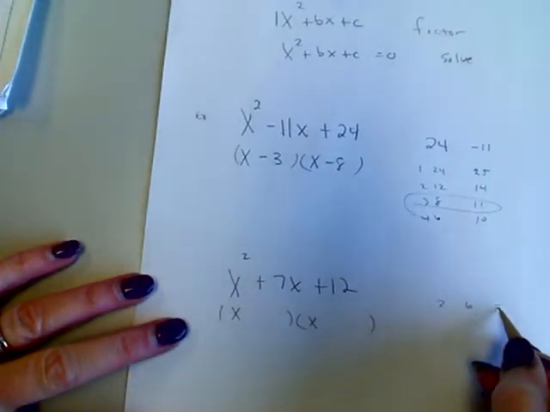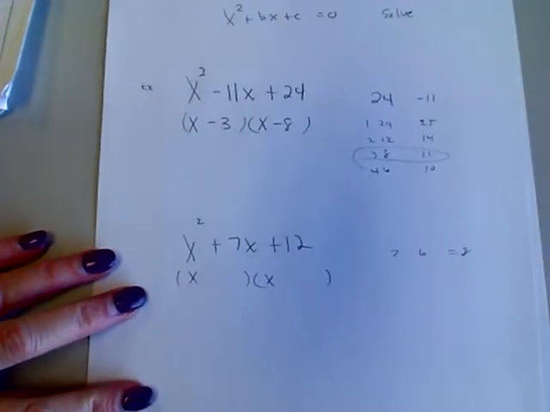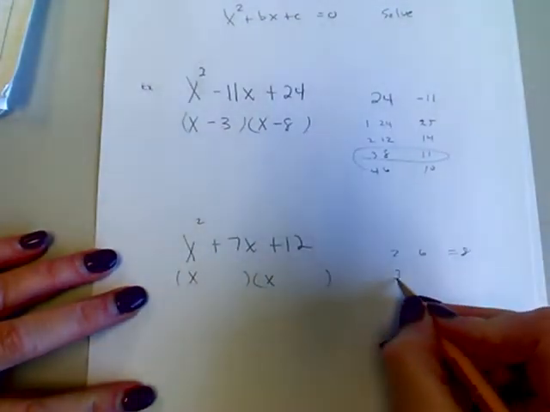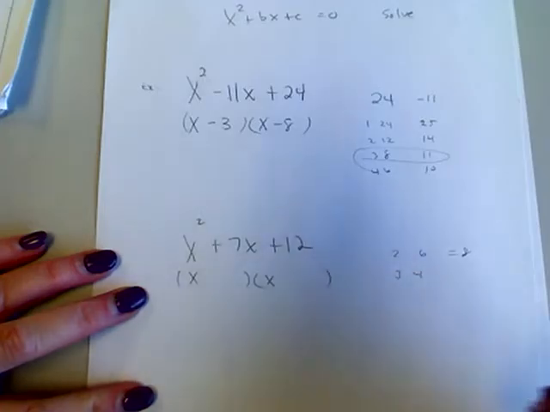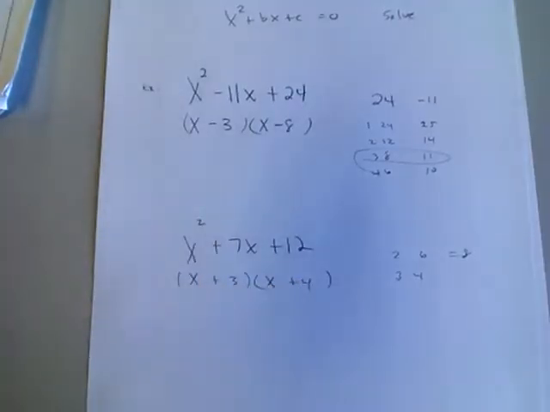Okay, 2 and 6 will give us 8. 3 and 4. 3 times 4 is 12. 3 plus 4 is 7. So plus 3 plus 4. And now it's factored.